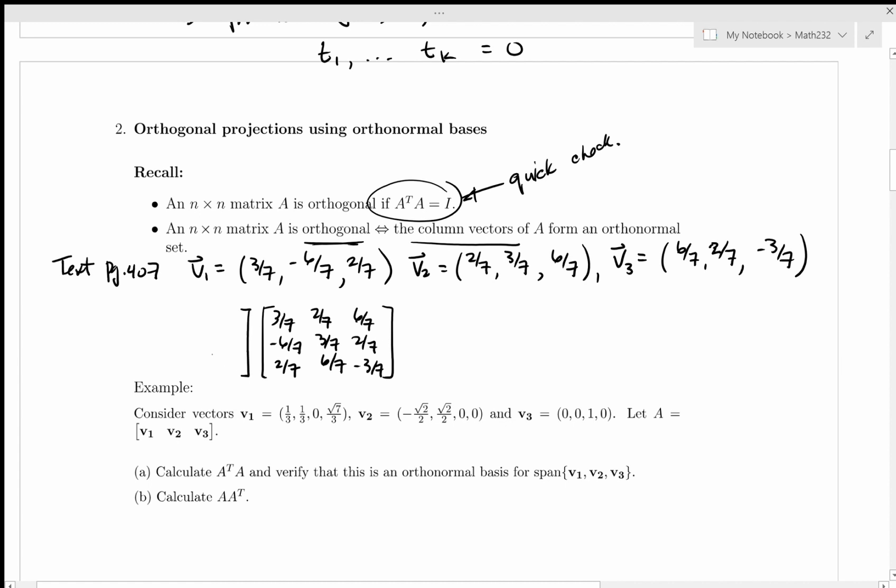Okay, and then that is A, and then I can form A transpose here. And so I reverse the rows and columns, and I get, what do I get? 3/7, minus 6/7 and 2/7, then 2/7, 3/7, and 6/7, and 6/7, 2/7, and minus 3/7. Okay, and then I do this multiplication.